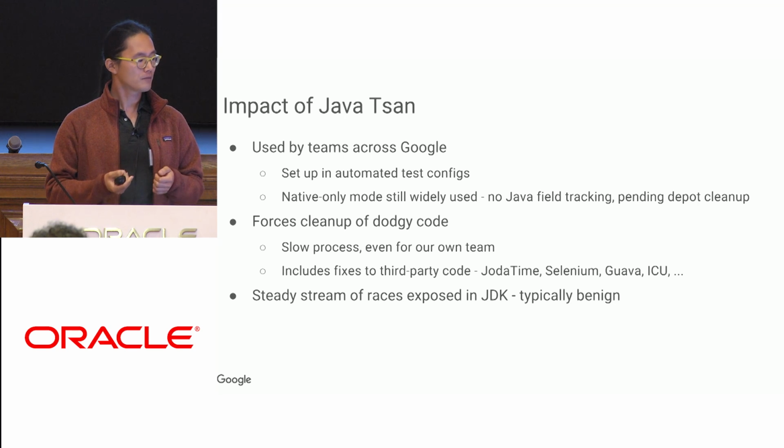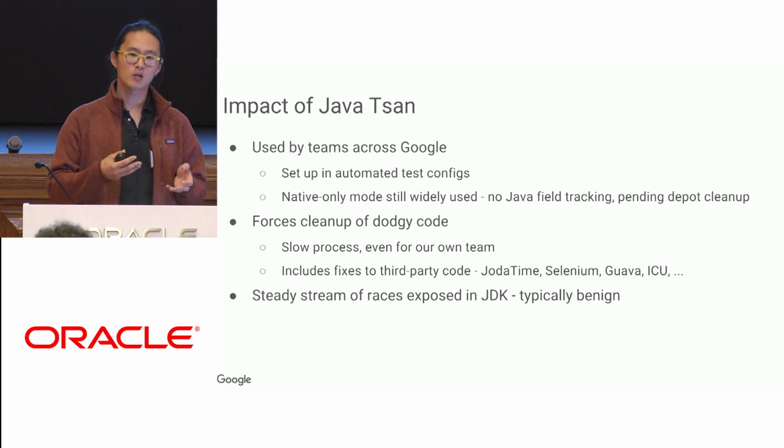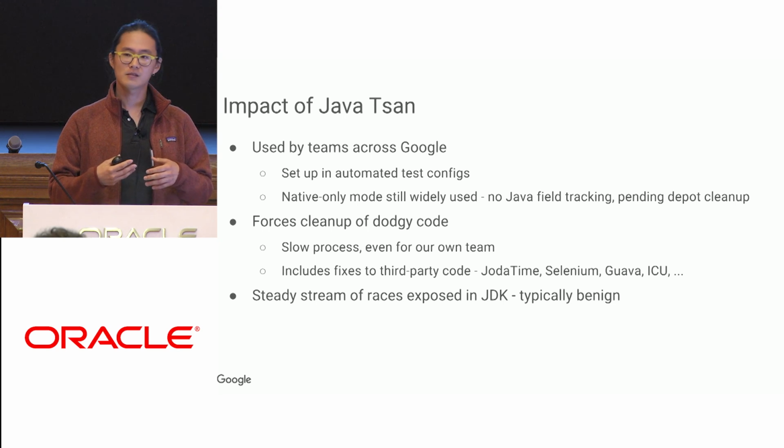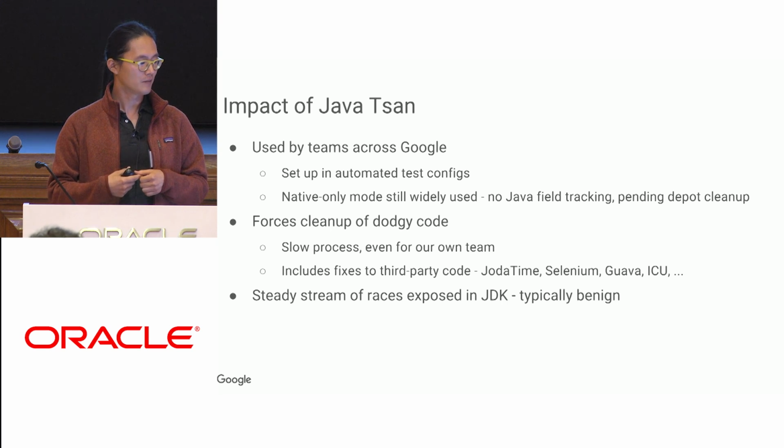When you use this tool, it forces cleanup of dodgy code, as one might expect. But this has turned out to be a slow process, even for our own team, where we do understand these things very deeply. On the other hand, it has forced a lot of fixes in third-party code, so that's a side benefit. And the other interesting phenomenon is that running this tool, we've seen a steady stream of data races exposed that are internal to the JDK.